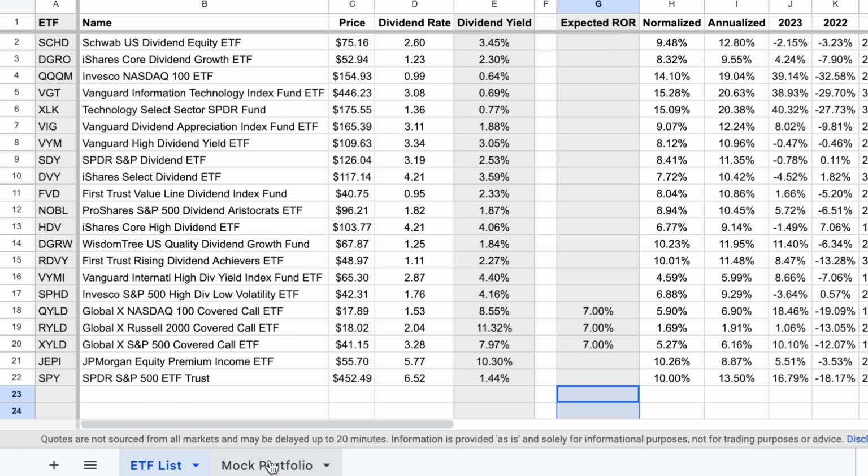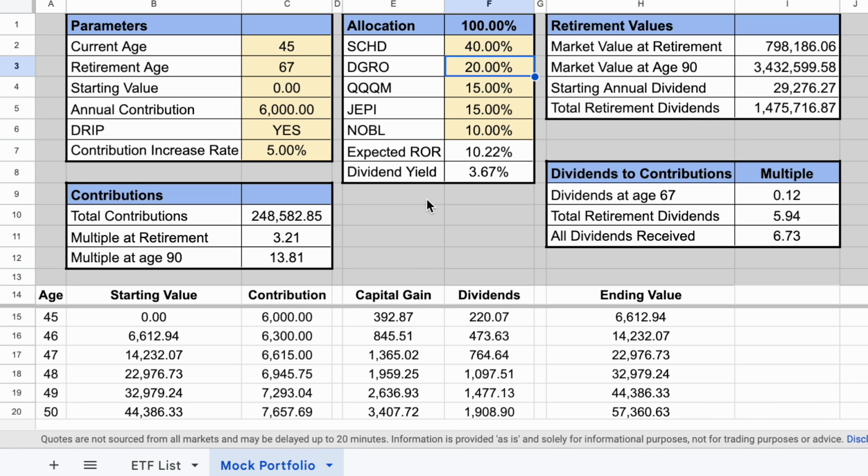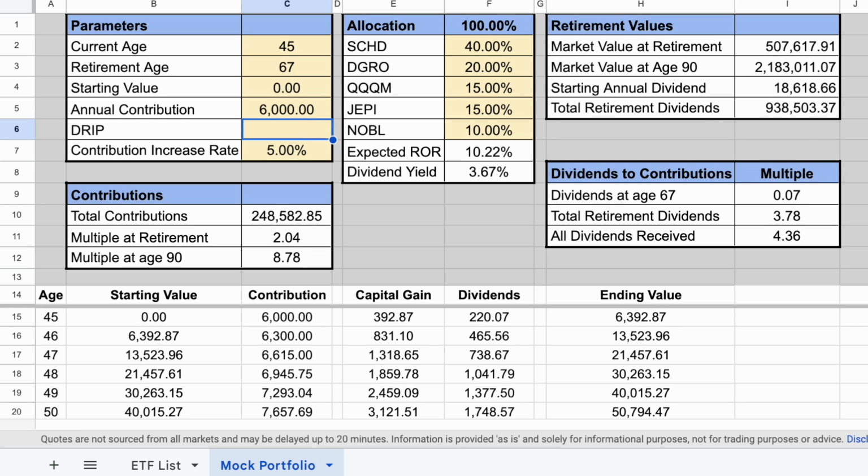Alright, let's jump back to the mock portfolio and take a look at the other new features. In column C, I expanded the initial parameters to now include the option to drip or not to drip your dividends. If cell C6 states the word yes, then all dividends during the accumulation phase of your investing journey will be reinvested. To turn off drip, all you need to do is delete the word yes from cell C6. You can leave it blank or type in no.